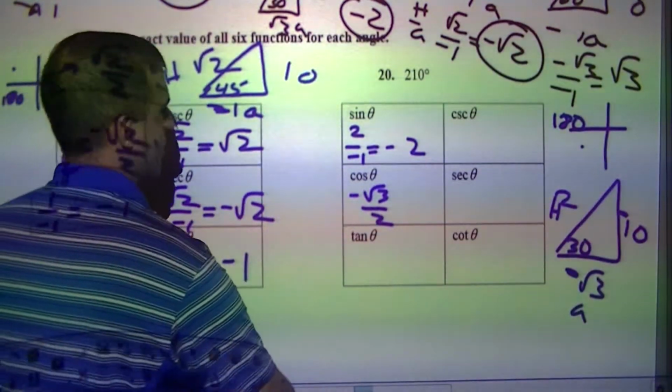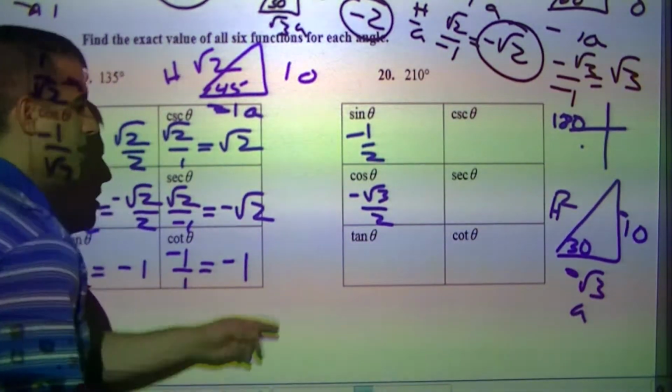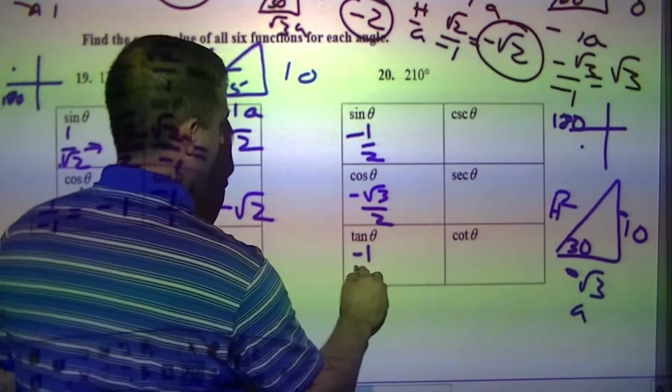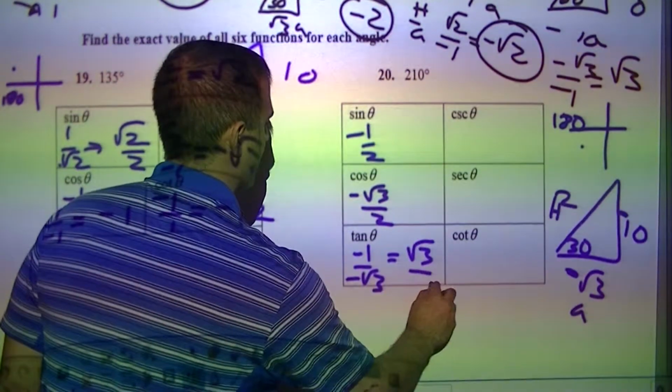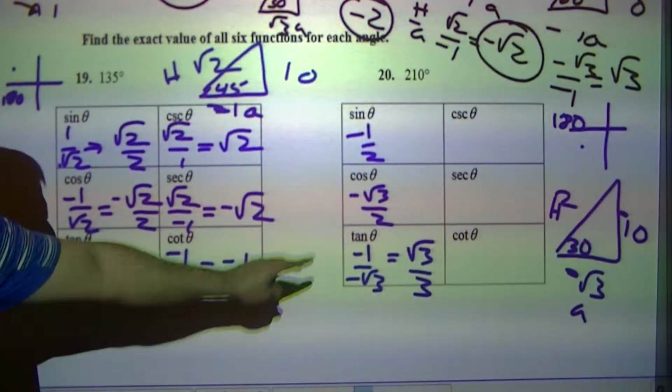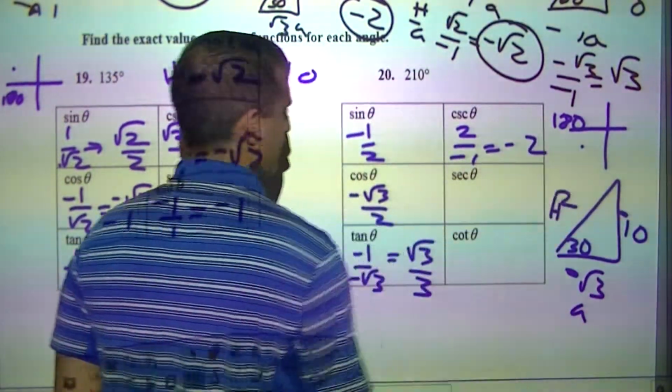Wait, I'm sorry. That's not right for sine. Sine is negative 1 over 2. All right? Tangent will be negative 1 over negative square root of 3. Now, negatives cancel out, so that's going to be square root of 3 over 3. Okay? All right? Cosecant, that one is that other one. That's going to be negative 2.